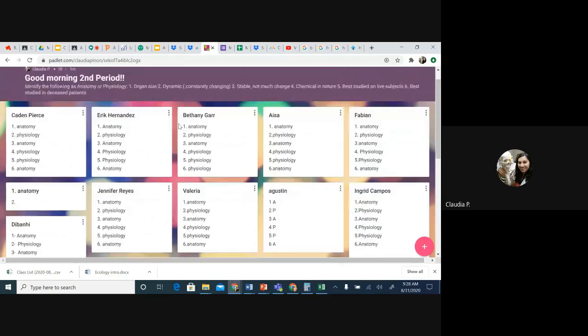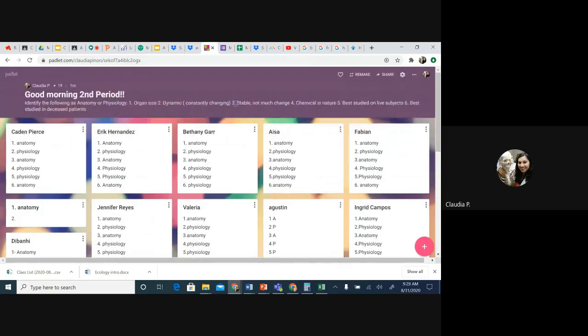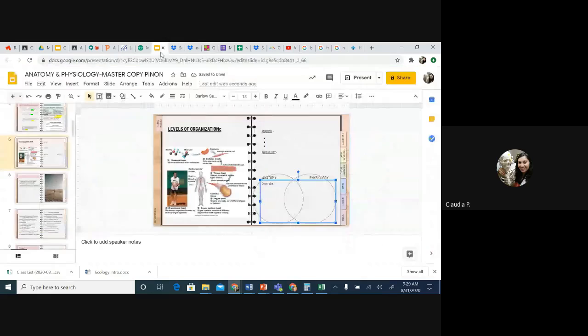Number 2, dynamic, constantly changing. That is physiology. Very good. So in here, I would go and put that dynamic. So dynamic means your heart rate's going to change throughout the day. The amount of acid that your stomach produces is going to change throughout the day, depending on whether it's empty or there's a meal in there.